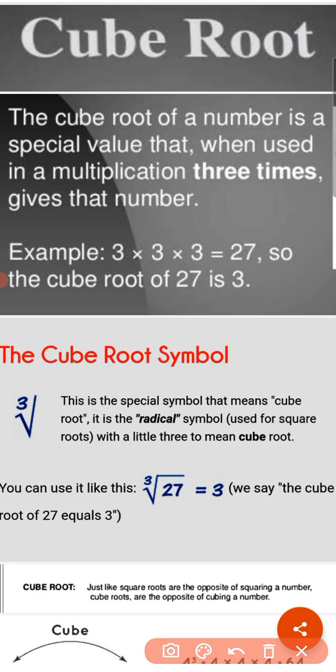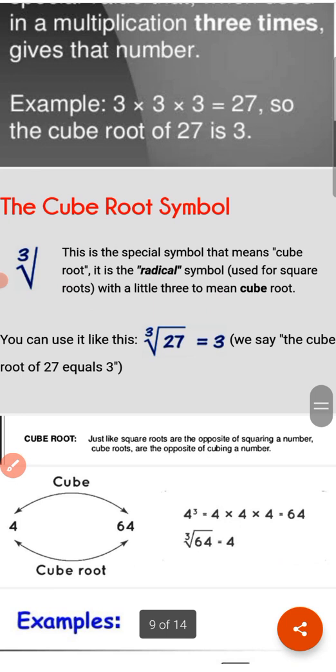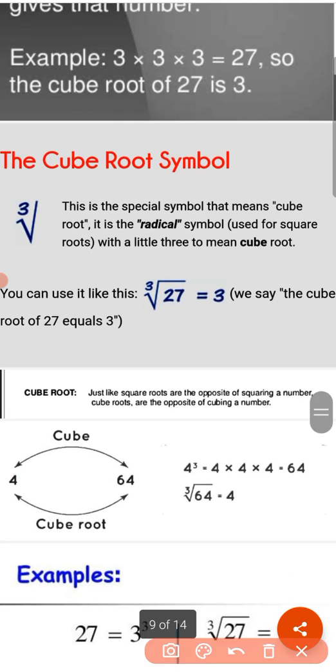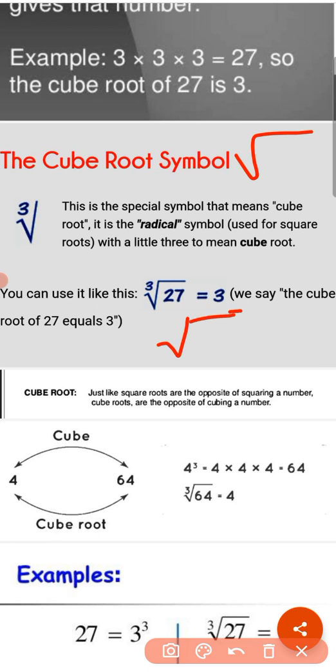In the previous class, you learned the square root has a symbol, that is a radical sign. Similarly, for a cube root also there is a symbol. Draw a radical sign like this and write a small 3. This is the symbol for cube root. First, draw this symbol and write a small 3 like this.